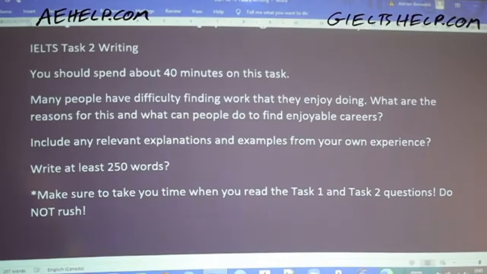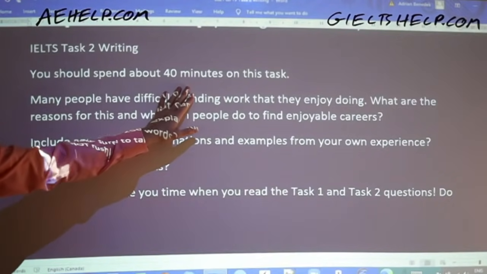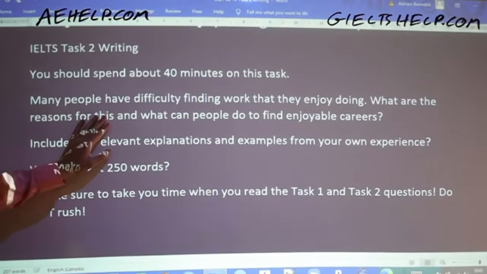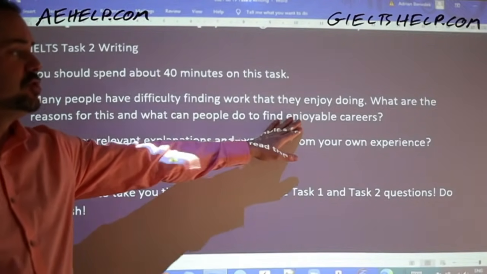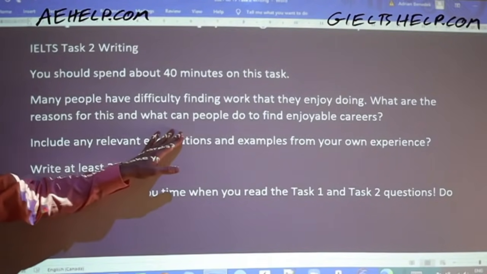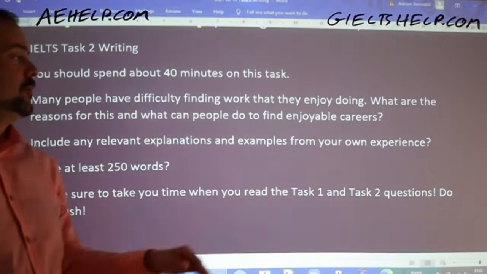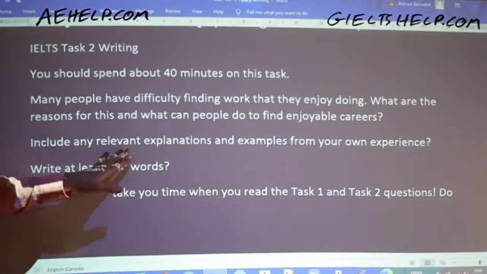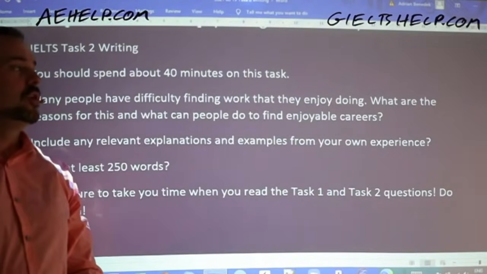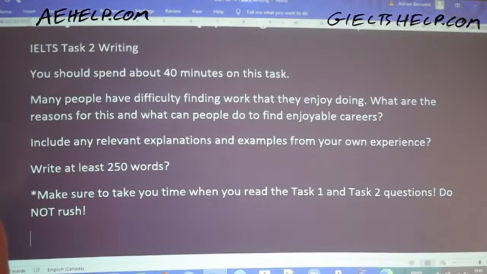Okay, so here we go, everyone. Let's take a look at this IELTS Task 2 writing question, and let's carefully read it. So IELTS Task 2 writing. You should spend about 40 minutes on this task. Many people have difficulty finding work that they enjoy doing. What are the reasons for this, and what can people do to find enjoyable careers? Include any relevant explanations and examples from your own experience.